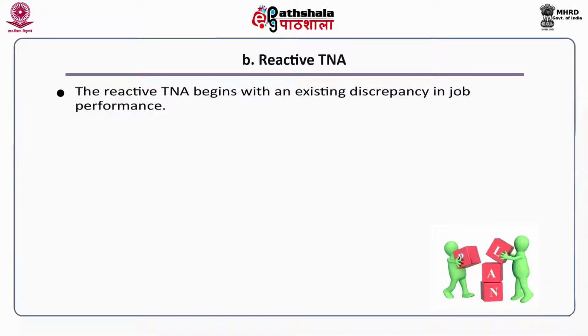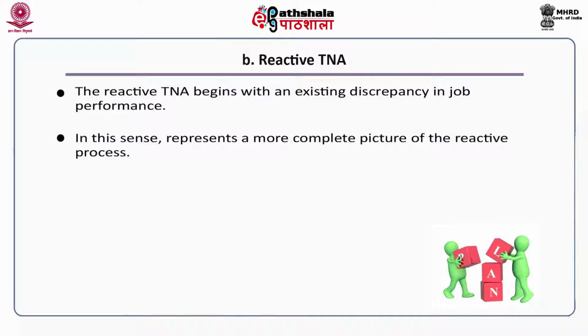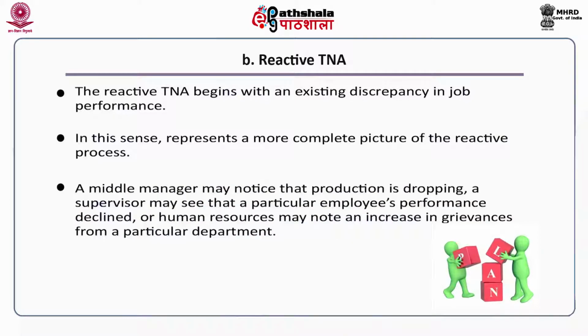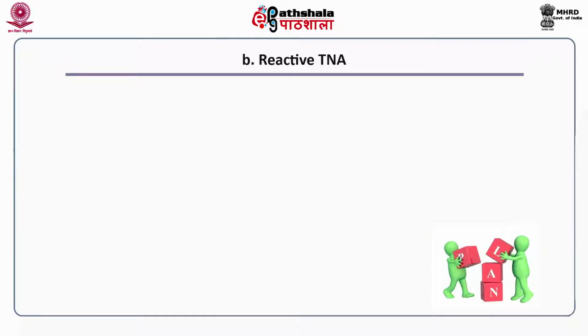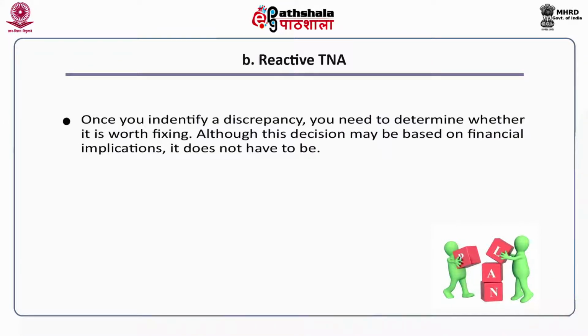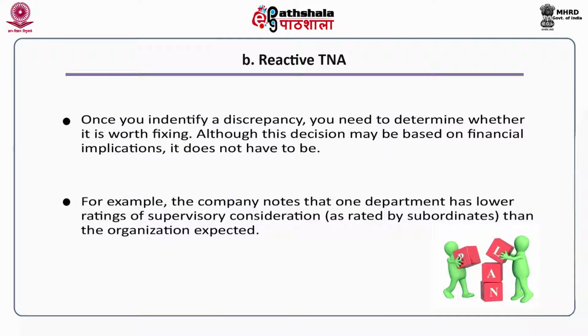The reactive training needs analysis begins with an existing discrepancy in job performance. In this sense, it represents a more complete picture of the process. A middle manager may notice that production is dropping. A supervisor may see that a particular employee's performance has declined, or human resources may note an increase in grievances from a particular department. Once you identify a discrepancy, you need to determine whether it is worth fixing or not. Although this decision may be based on financial implications, it does not have to be. For example, the company notes that one department has lower ratings of supervisory consideration than the organization expected.